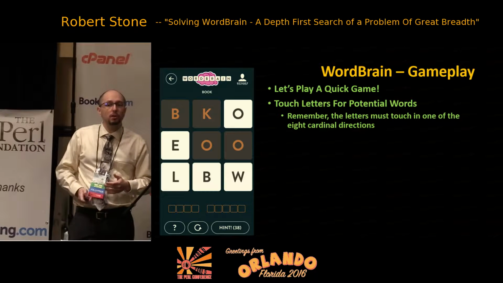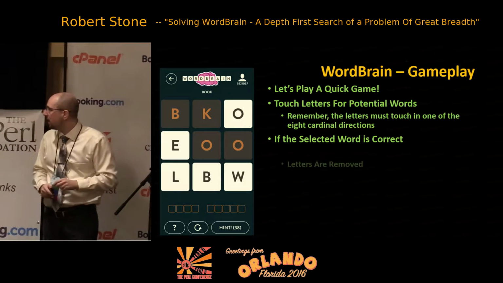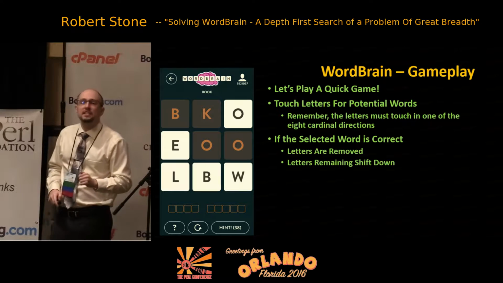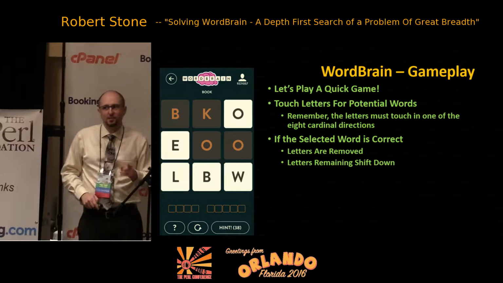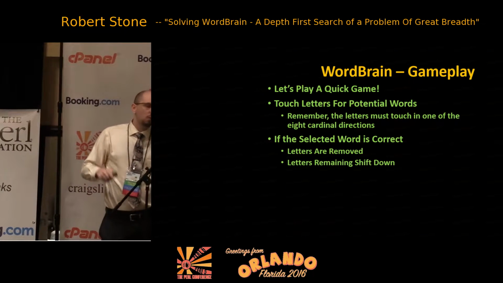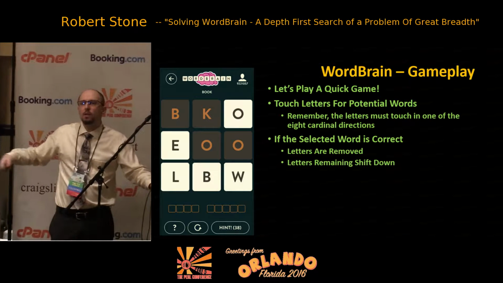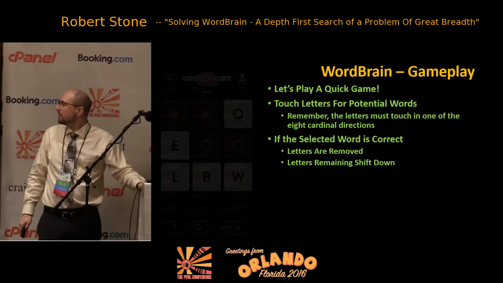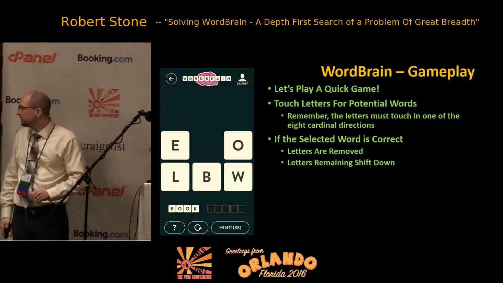Once you've found a word, if the game accepts it, if the word is correct according to the game, the letters are removed. And then what happens is the remaining letters shift down. This is one of those things that makes it kind of tricky to model the game. So what we see, and I'm going to let you see this one more time, that B, K, O, O, those are about to go away, and that O is going to fall down. So when I look at it now, I see that. So the game does change as you're playing.